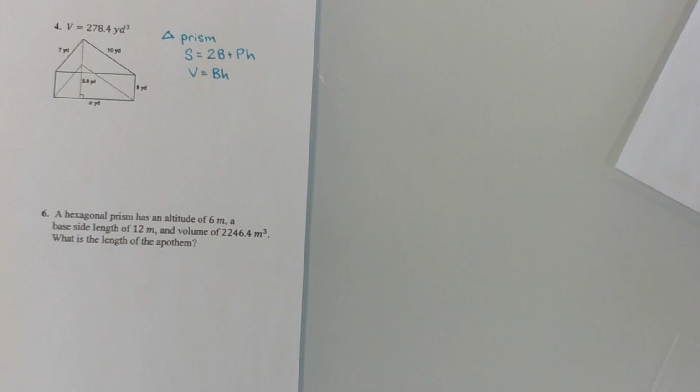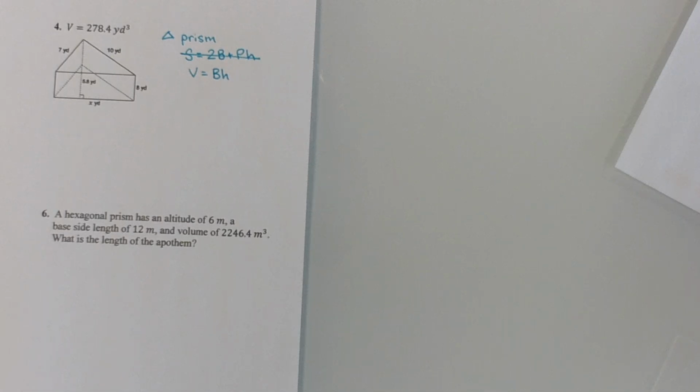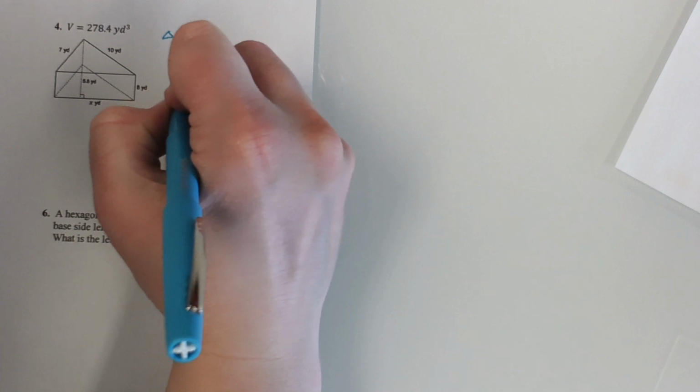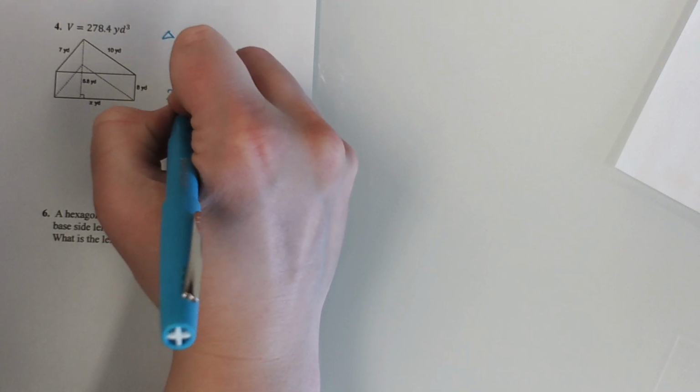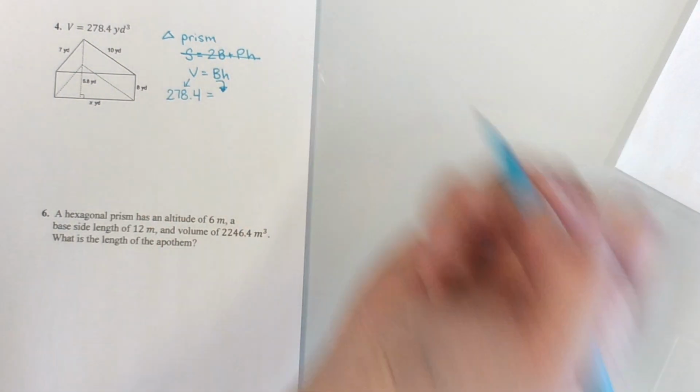Those are our two formulas. Do you think I'm going to use the surface area formula or the volume formula? What information do I give you? I give you the volume, which means I'm using the volume formula. The volume itself, I know. I can plug that in right away if I like, or I can wait because I don't have B, so I need to calculate that.